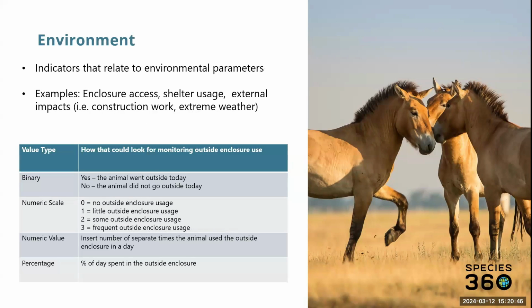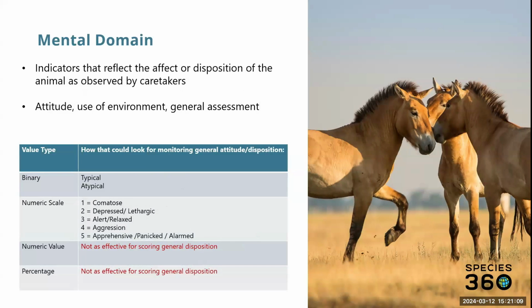So for environment, you might track an animal's enclosure access or how external impacts such as construction work or extreme weather conditions are affecting your animals. And again, in the table below, you can see how differently this can be monitored depending on the value type selected. For mental domain, you could choose to track the animal's attitude or general disposition, and this could be as simple as recording whether it was typical or atypical for that animal.